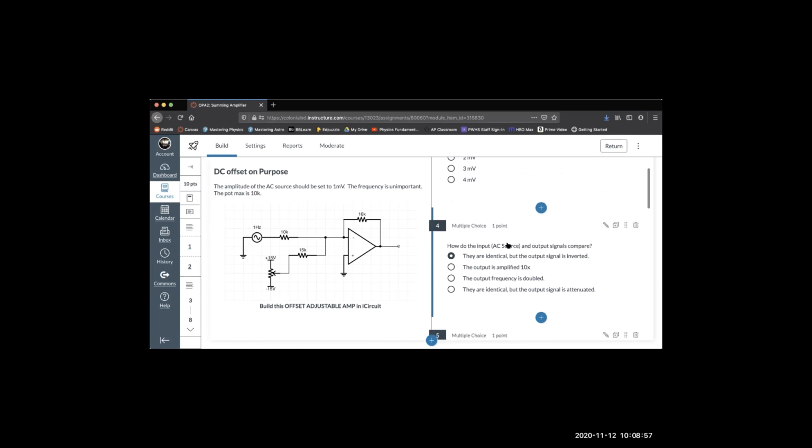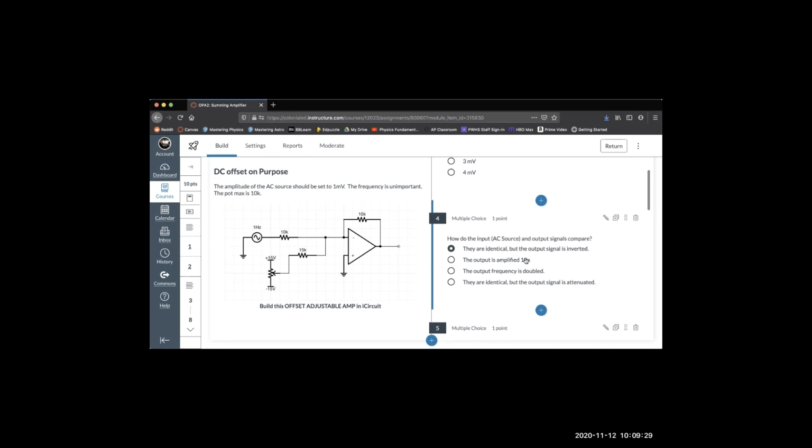how do the input and output signals compare? They're identical, but the output is inverted. This is what I was talking about. This is an inverting amplifier. So when the input is positive, that is when the input signal goes up, the output signal goes down. They're opposite of each other because it's inverting the input signal. Maybe that's desirable, maybe it's not, but that's not the issue here. But it was an opportunity for me to say, hey, look at them both. So they are identical, but the output is inverted. It's an inverting amplifier. And then there are some nonsense choices there.